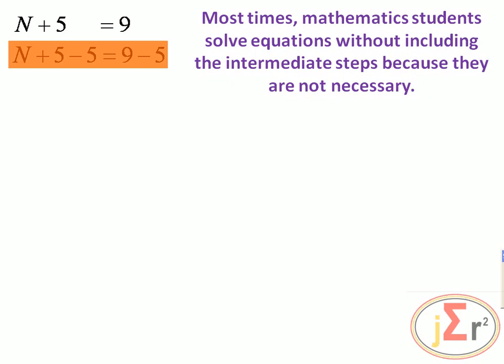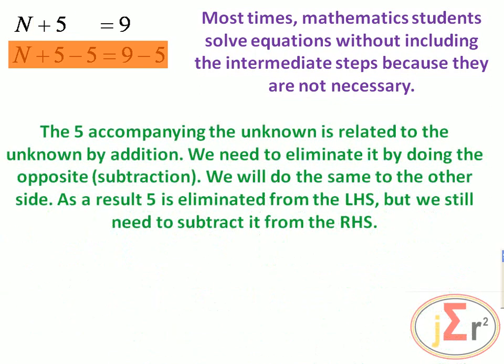So most times mathematics students solve equations without including the intermediate steps because they are not necessary. So we take out the intermediate step. So we have n plus 5 is equal to 9. The 5 accompanying the unknown is related to the unknown by addition. We need to eliminate it by doing the opposite of addition, which is subtraction. We will do the same to the other side. That is what we have here. 5 is added here, and we need to eliminate 5 by subtraction, which is the opposite of addition.